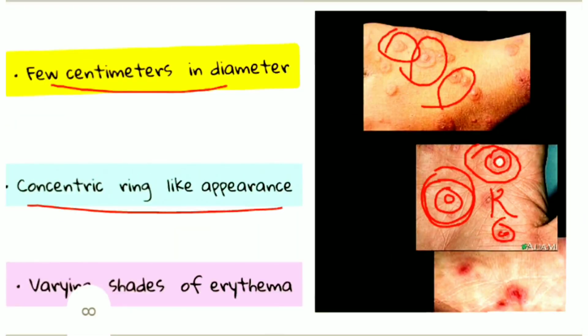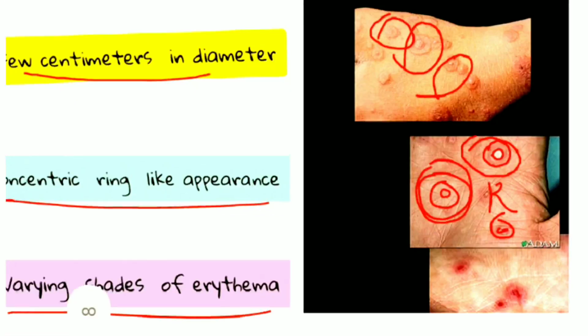And also it is present in varying shades of erythema. So here varying shades of erythema, that is redness of the skin, is seen. So you can again see in this picture all this redness, and it is of varying degree. That means redness will be less on the surrounding and it will be more in the center. So here the varying degree of erythema, or the redness of the skin, is going to be seen.